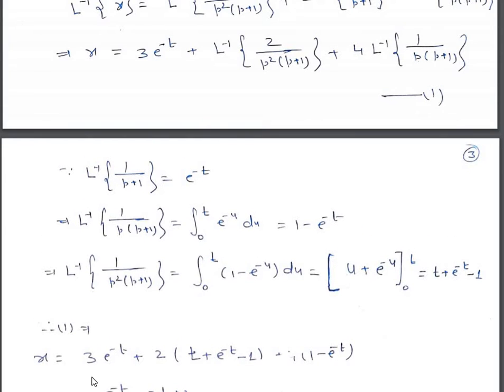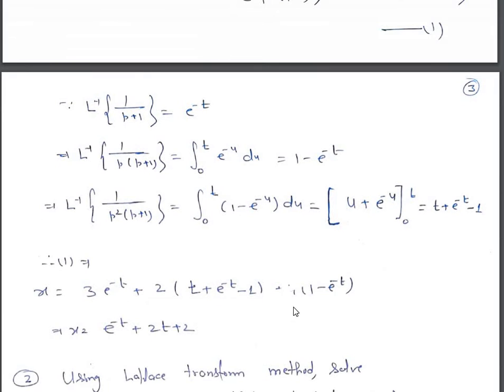So therefore 1 implies that x is equal to 3 e to the power minus t plus 2 times t plus e to the power minus t minus 1, plus 4 times 1 minus e to the power minus t. Here it is plus 4. So therefore x is equal to e to the power minus t plus 2t plus 2.